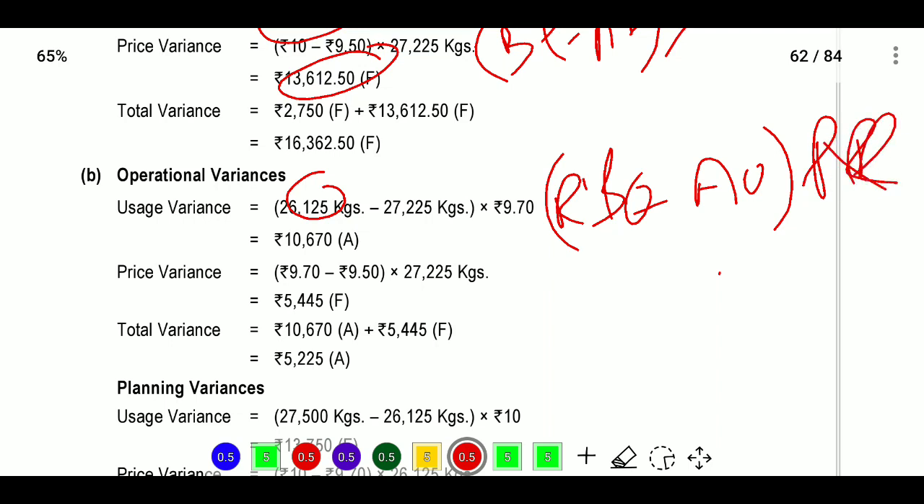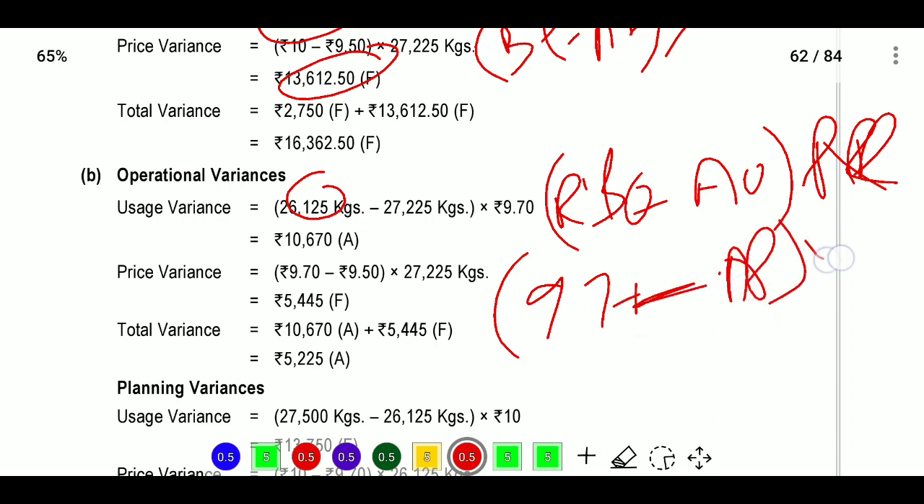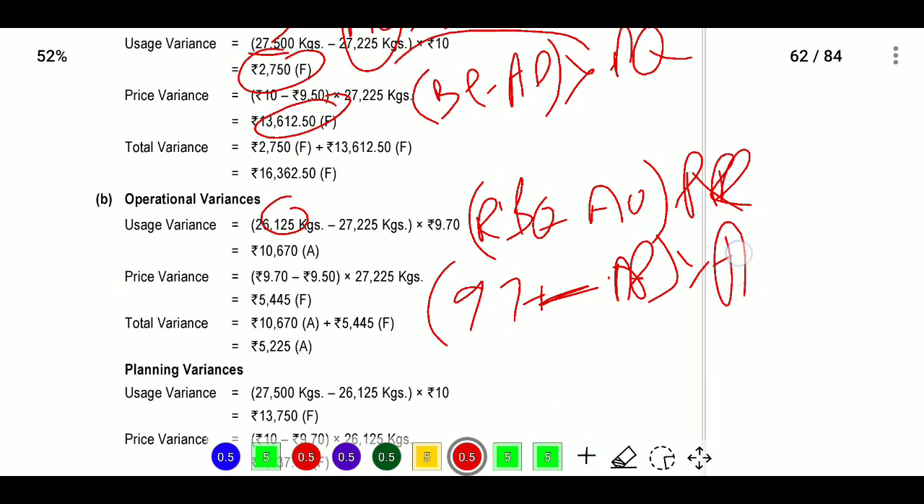Next, price variance. Price variance means difference of prices into quantity. What is the price? Revised price minus actual price into material. Which material will we take? The actual quantity we will take.